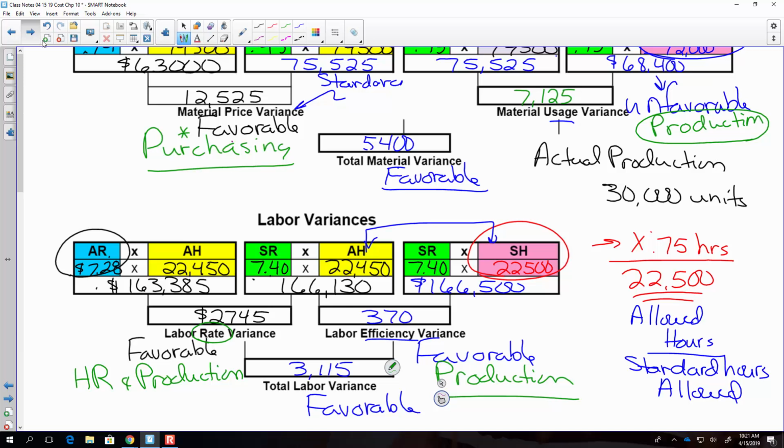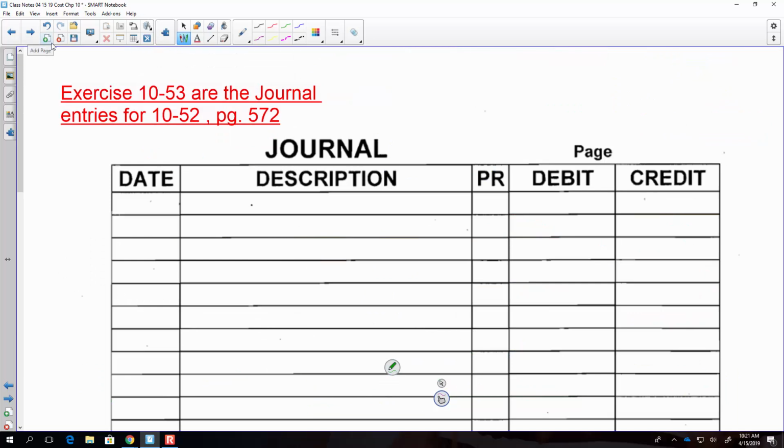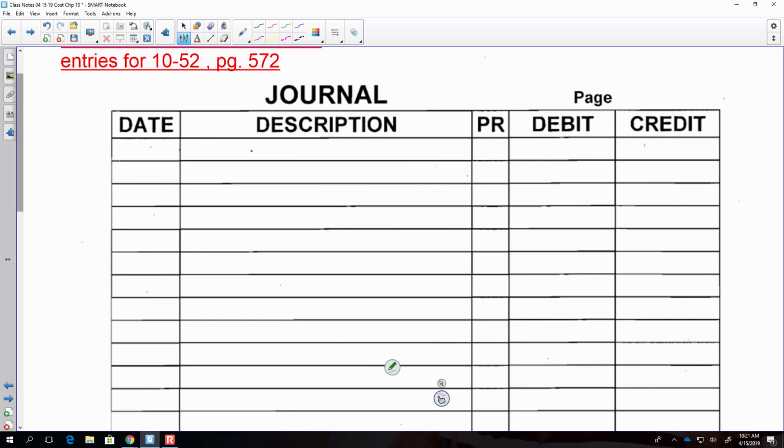Just the amount. So I did give us our journal page to everyone. Let's practice our journal entries quick. We'll start with the purchase entry.